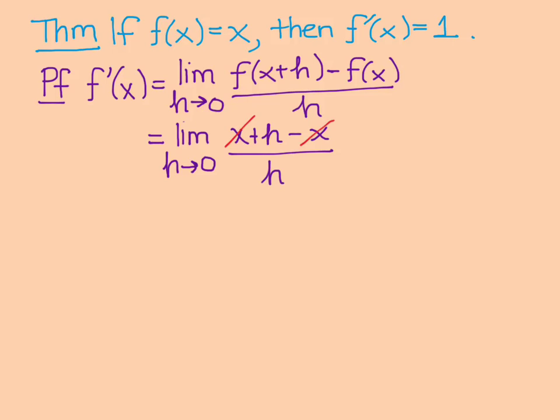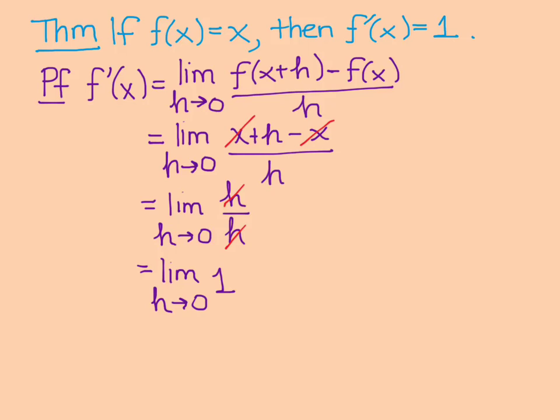Notice that the x's cancel out of the numerator, and we're left with the limit as h goes to 0 of h over h. Well, h over h is the same thing as 1, so the limit as h goes to 0 of 1 is just 1, which is what we claimed it would be.